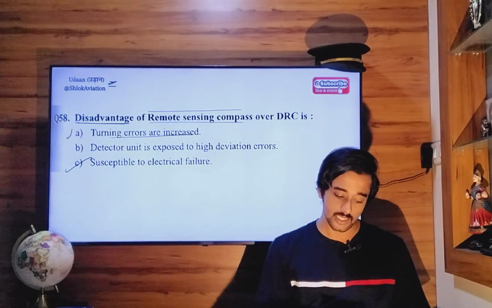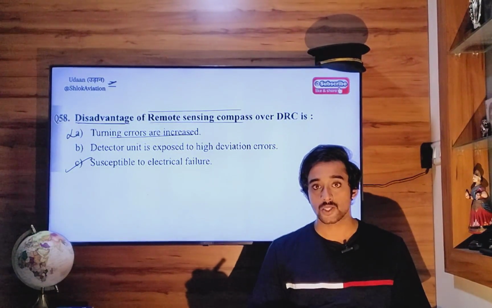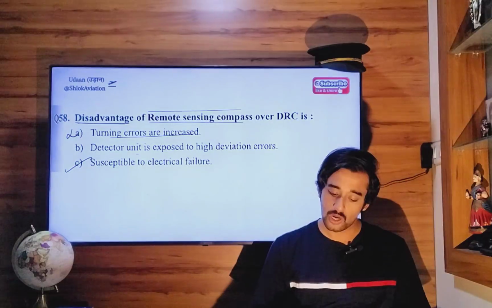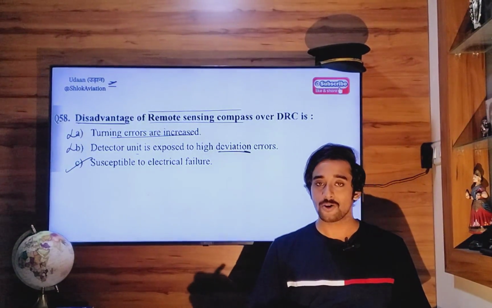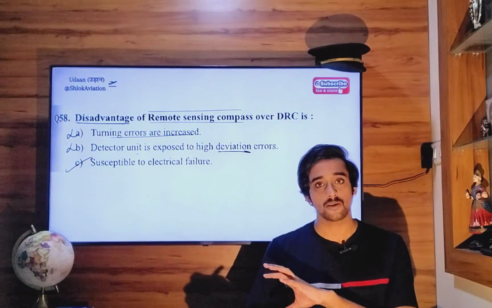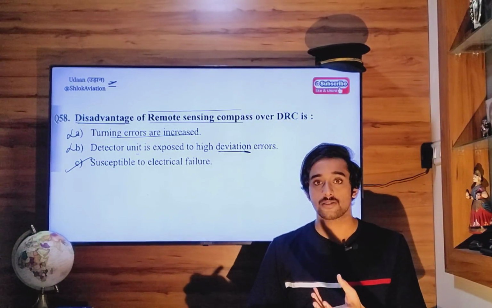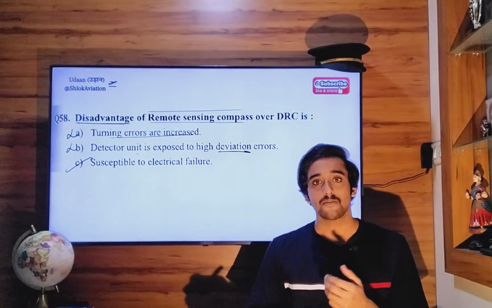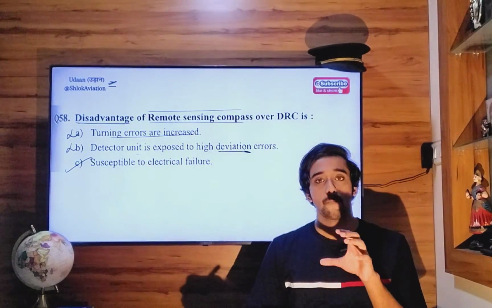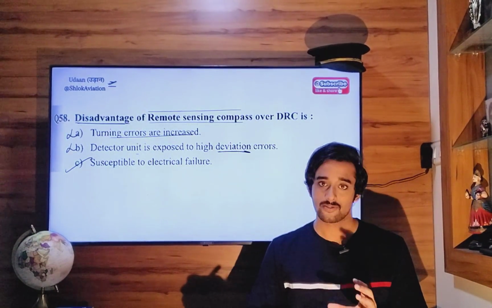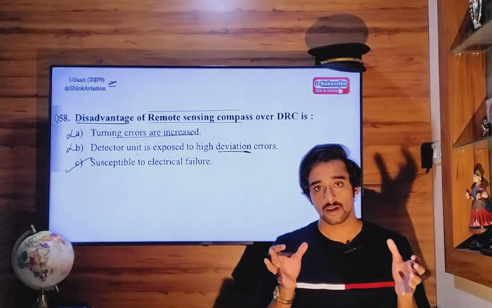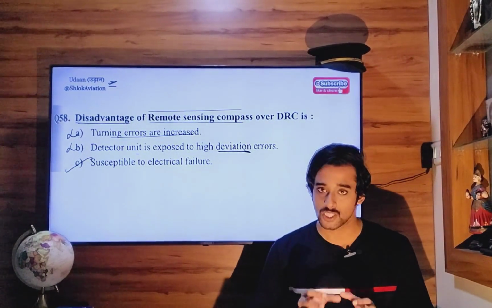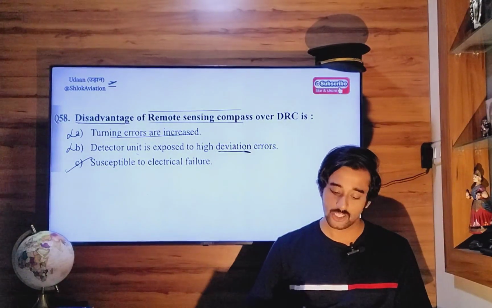Turning errors are decreased, or you can also say turning errors don't exist in remote sensing compass. So that is wrong. Detector unit is exposed to high deviation errors. Now the detector unit of a remote sensing compass is mounted on the wings of the plane for the main reason that at that location, this compass will not be subject to the local magnetic influences of your aircraft. And that's how they achieve to eliminate deviation or to reduce deviation values as much as possible. Okay, so Alpha and Bravo are irrelevant. Charlie is the right answer.